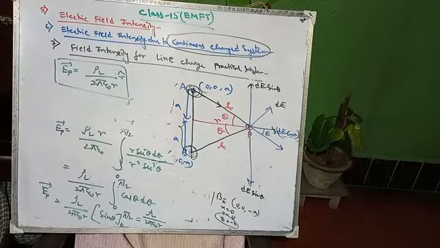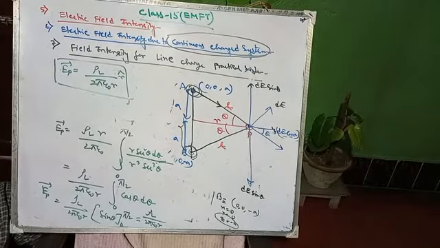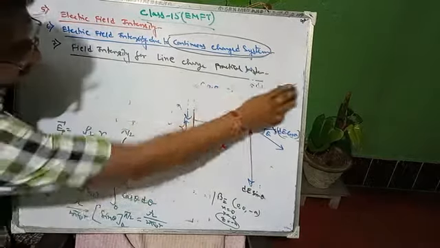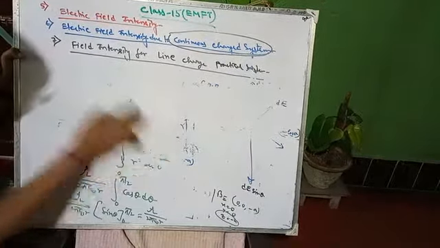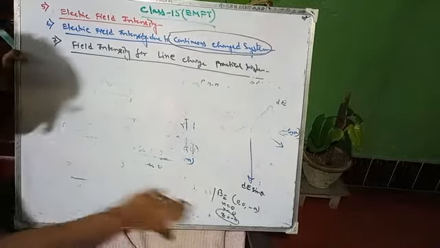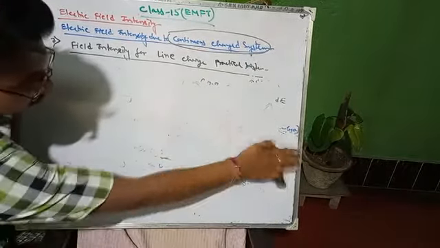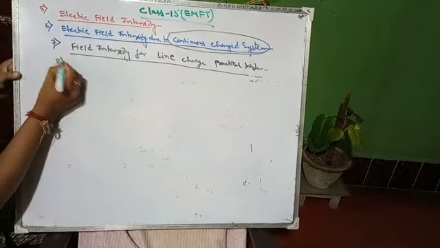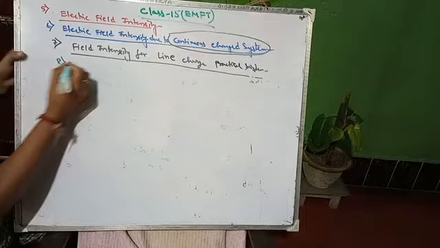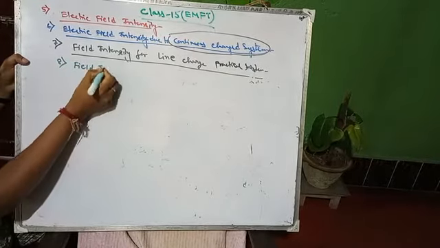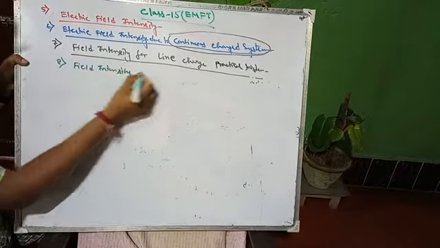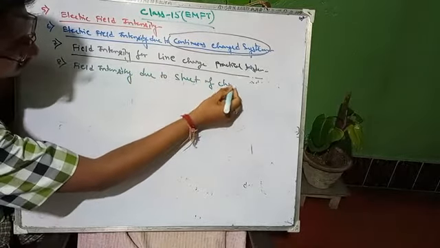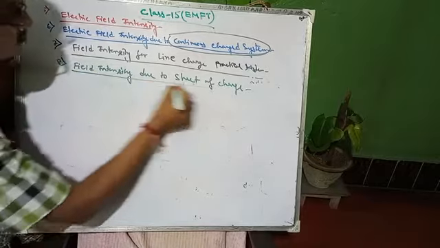Okay, so this is your 7th topic, and now the 8th topic of this chapter. Right, field due to sheet of charge. Field intensity due to sheet of charge.